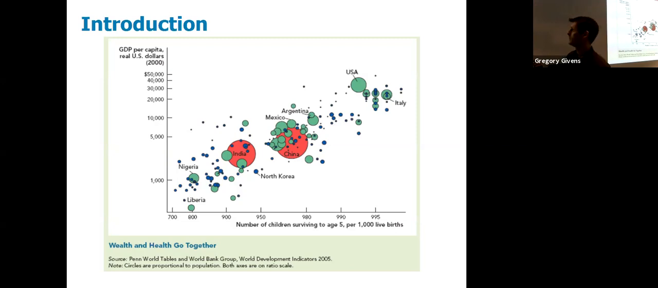Take Italy, for example. So this is one of the richest countries in the world. Fewer than 5 children, maybe only about 3 children per 1,000 live births die before the age of 5, okay? Contrast that with Liberia or Nigeria, where the per capita incomes are much, much lower. It's a much more impoverished nation.